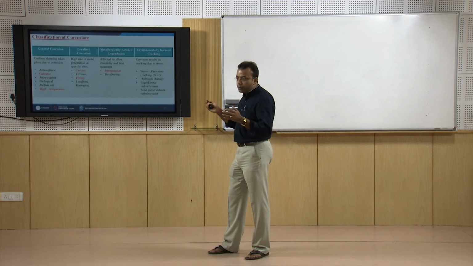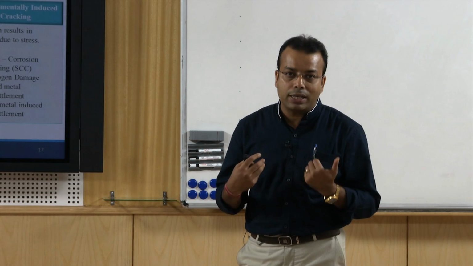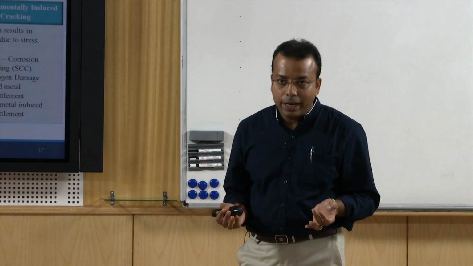Then there are several types of corrosion, based on how they occur or where they occur. The first one is general corrosion, that means uniform thinning takes place due to corrosion. There are several kinds: atmospheric, galvanic, stray current, biological, molten salt, high temperature. Here you can see that we have marked some types of corrosion in red; these are generally what we see in our day to day life.